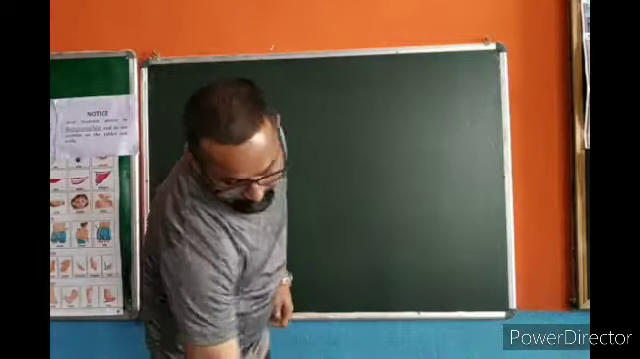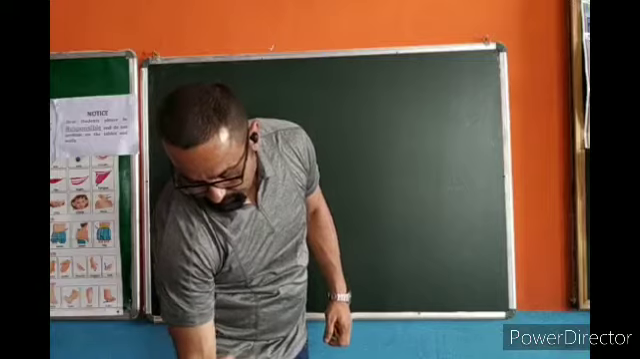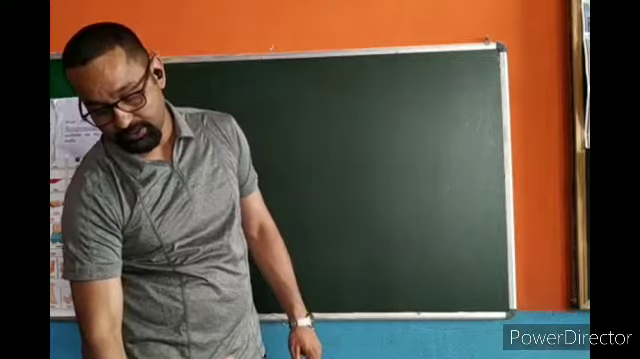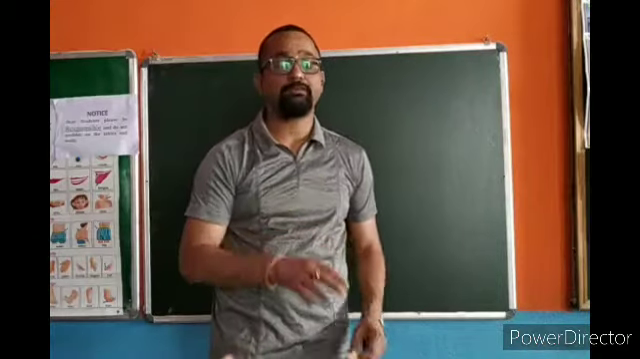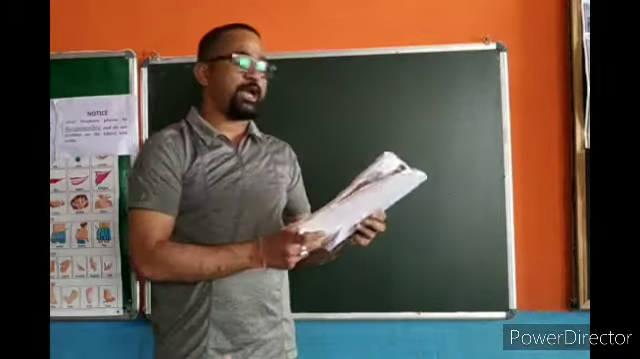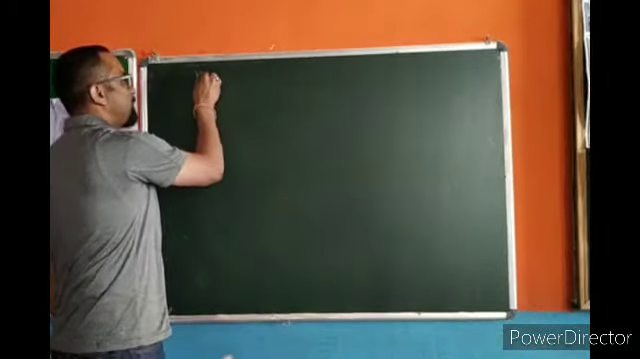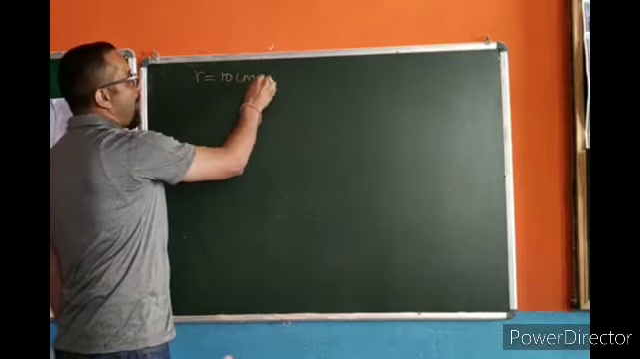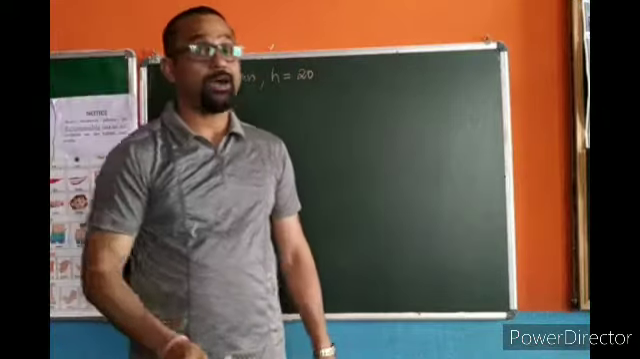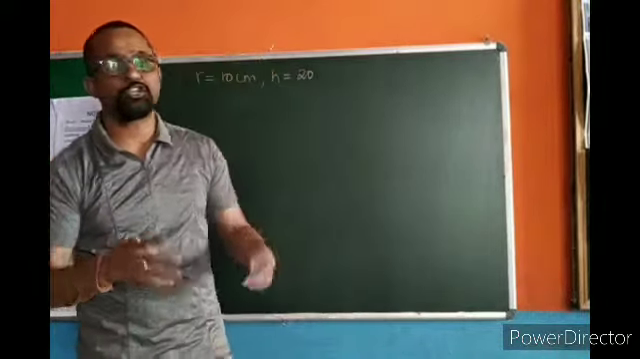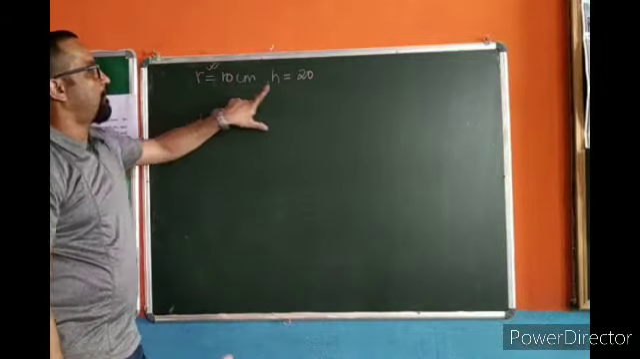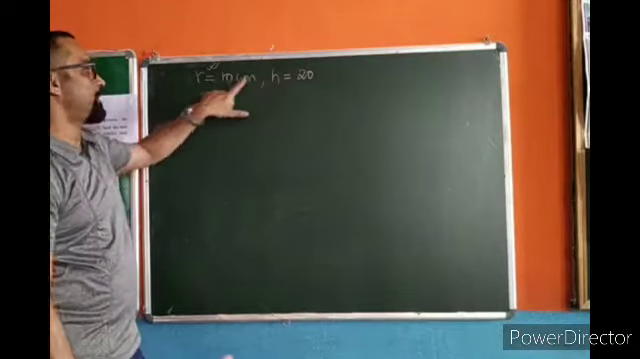Question number 1 from the exercise. Find the total surface area of a solid cylinder of radius 5 and height 10. I'll change the values. Total surface area is asked to calculate. Radius we can take as 10, and height we can take as 20. Question says find total surface area of solid cylinder, and you require only 2 dimensions, that is radius and height.